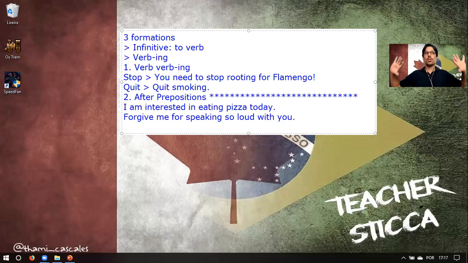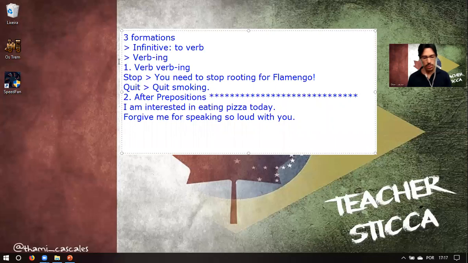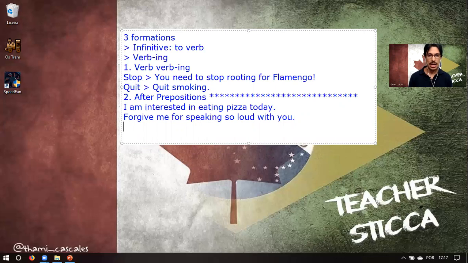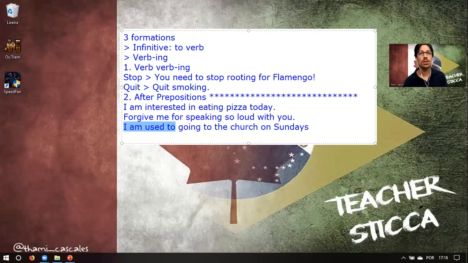Now, there is a specific case, and this is kind of hard. I'm going to show you because I know you've got an advanced English and probably you've come across this already, in which the word to is a preposition. For example, I am used to going to the church on Sundays. Why did we use ing here? Because in this expression here, to is a preposition.